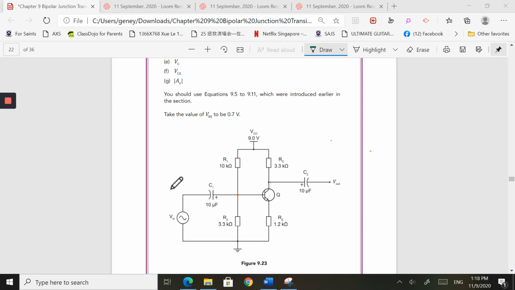So welcome to video 3, where I'm going to talk about using the BJT as an amplifier. As the name suggests, it's going to amplify a signal. So this is the configuration of a BJT as an amplifier.